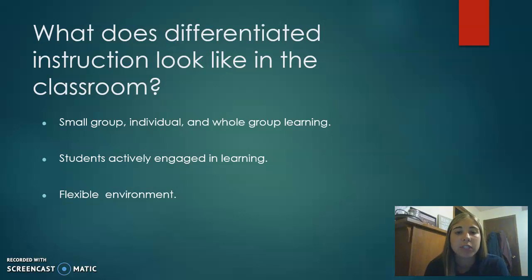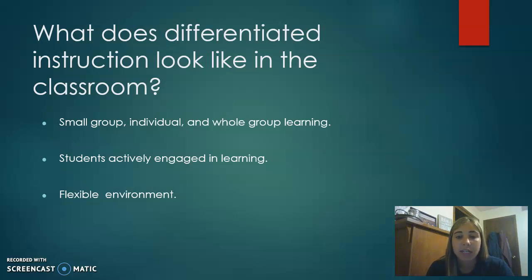What does differentiated instruction look like in the classroom? It can look like small group, individual work, or even whole group learning. It can be noisy at times because everybody's working together and collaborating. It can also be quiet as well. It just depends on your group work and everything.